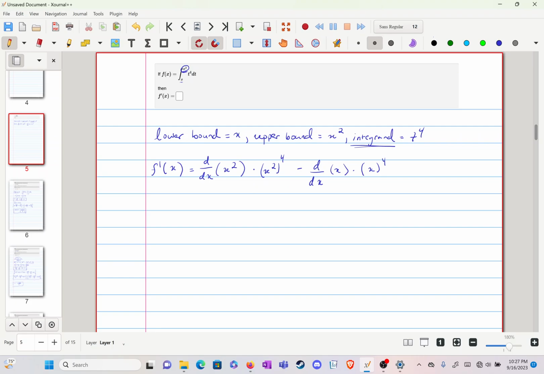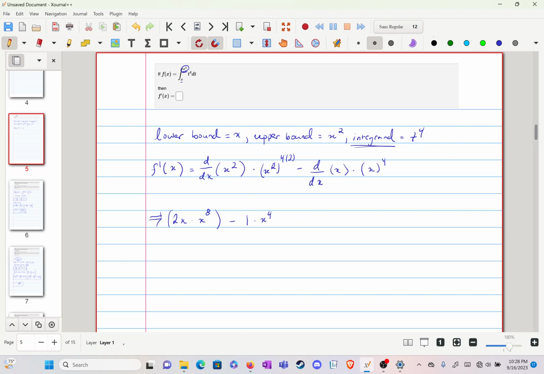We're going to simplify it now. This is equivalent to the derivative of x squared, which is simply 2x. Now we've got to remember our power rules here. When we have x squared to the power of 4, we've got to multiply. So we multiply this 4 by 2. It's going to give us 8 times x to the 8th. With that, minus the derivative of x, which is just 1, times x to the 4th.